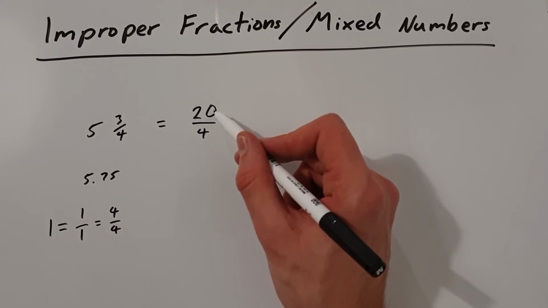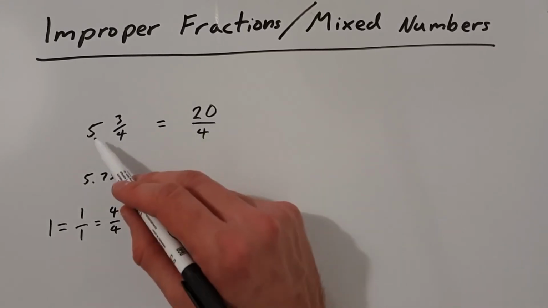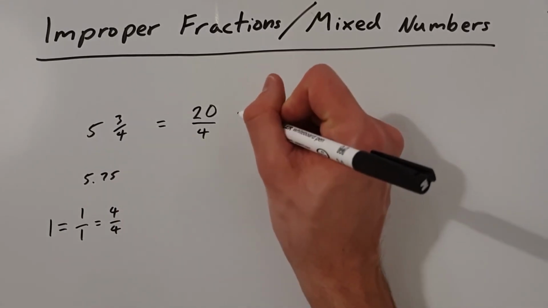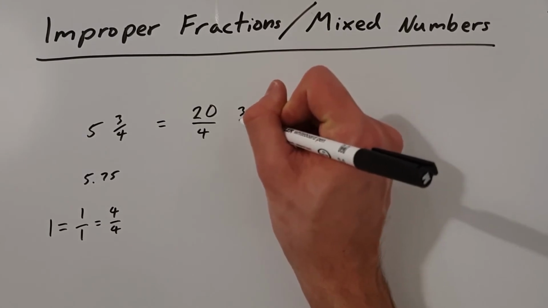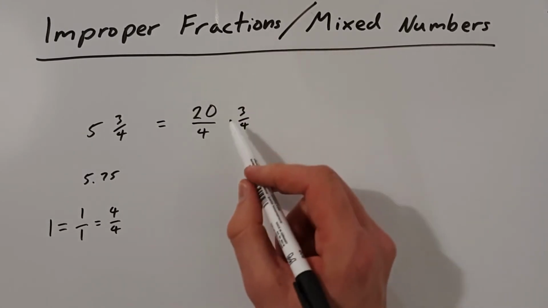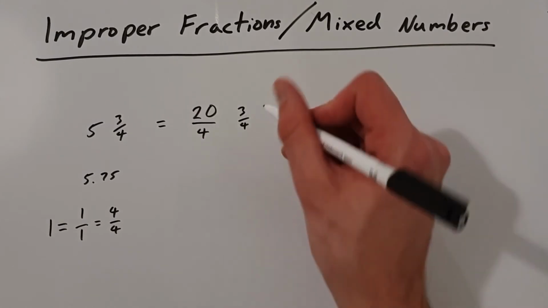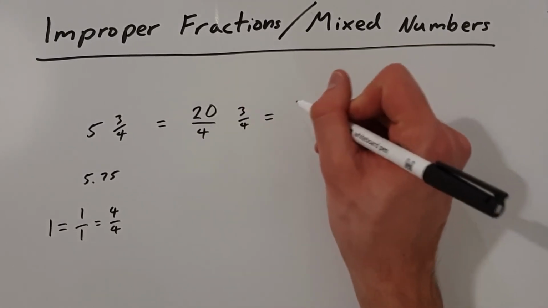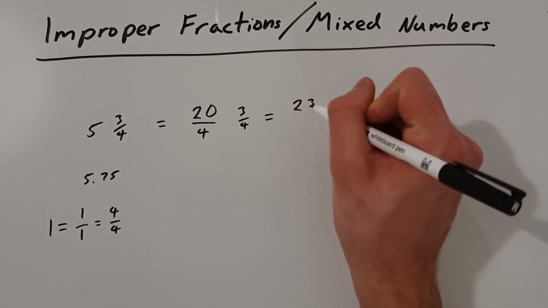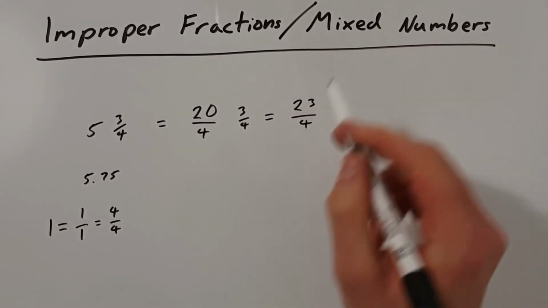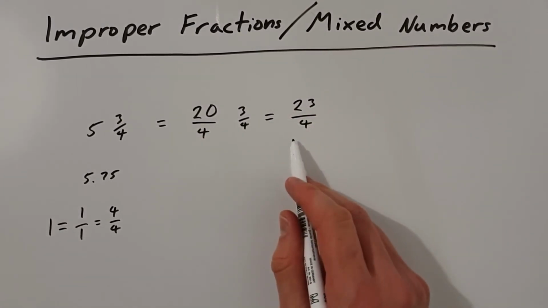As in 20 divided by 4 gives us 5. And we also have 3/4 as well. So 5 and 3/4 gives us 20/4 and 3/4. If we add them together, that gives us 23 over 4. And that is our answer.